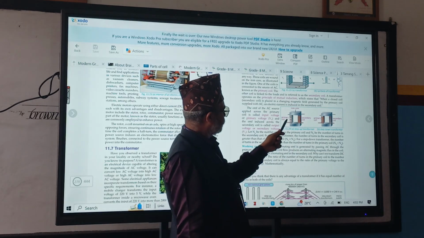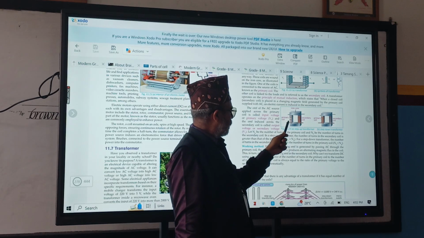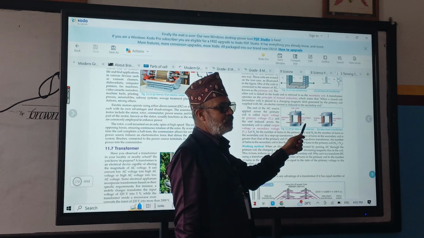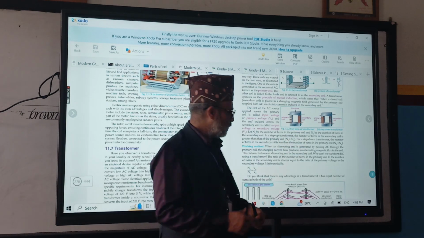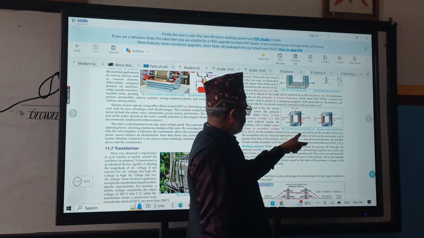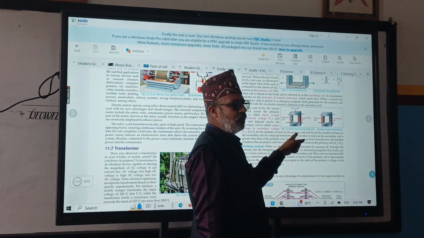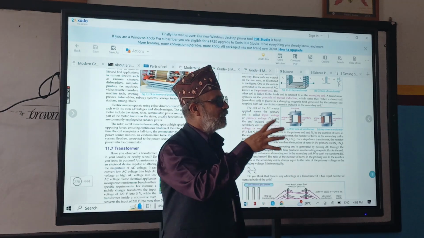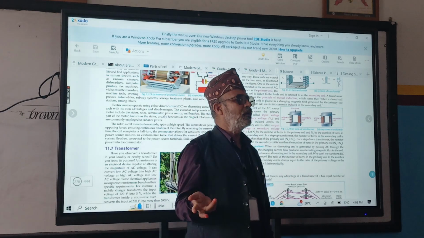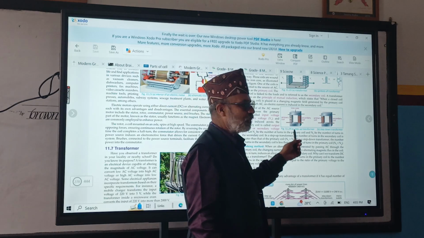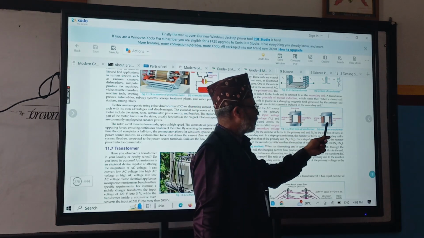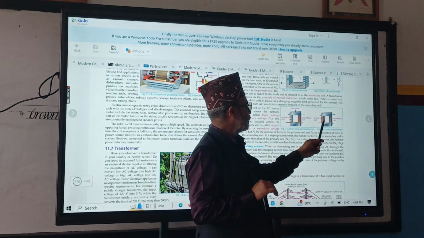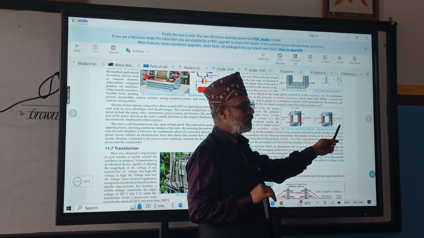Now look at this figure. The primary coil contains fewer turns and the secondary coil contains more turns. This type of transformer is called a step-up transformer. What does step-up do? It increases the voltage. Suppose there is 50 volt and you want to change it into 200 volt, then step-up works. The other transformer is step down. What does a step down transformer do? It decreases the voltage. See, coils are more here, less there.